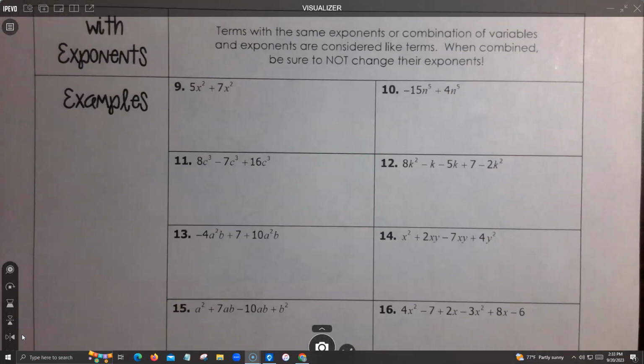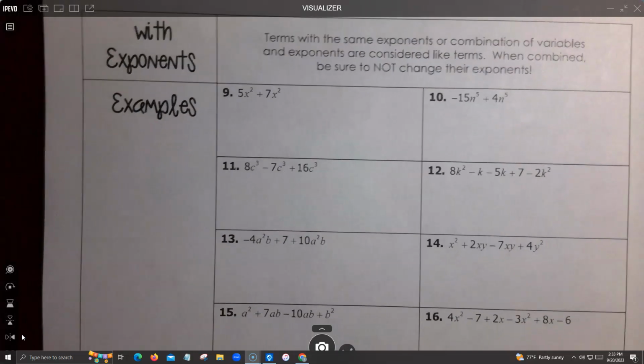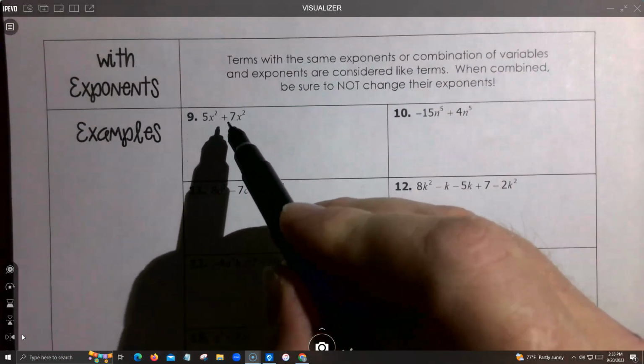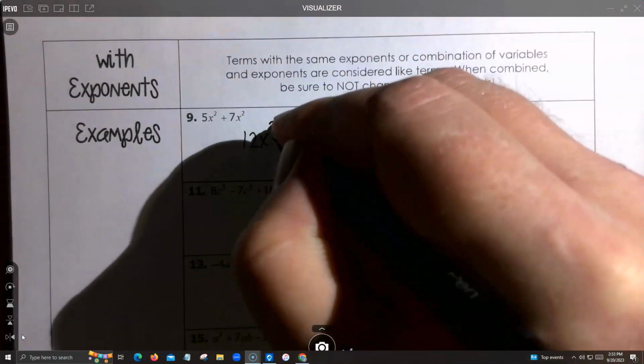All right, so now we're going to talk about what happens when you have exponents. Don't let the exponents scare you. It's just like what we've been doing with regular x and regular y, except now we have x squareds, n fifths, c cubed, all those, but it's done the exact same way. If the letters and the exponents match, you put them together. So in number 9, we'll keep it simple. I've got 5x squared plus 7x squared. That's going to give me 12x squared.